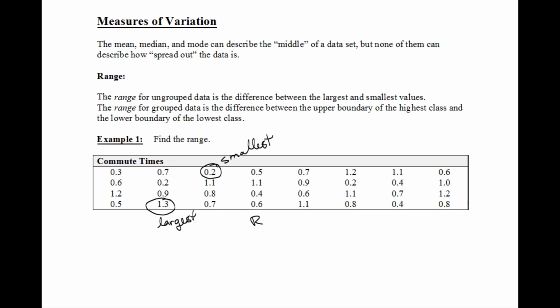And so my range then will be the difference between the largest and the smallest. So I take the 1.3, subtract the 0.2, and that gives me a range of 1.1.